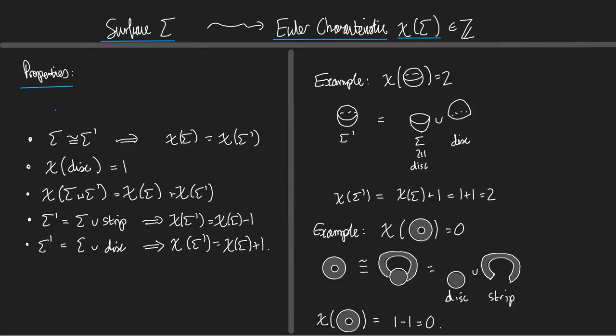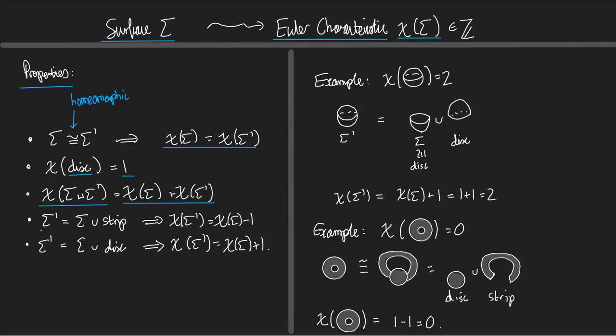So here are some properties of that Euler characteristic. First of all, if you've got two surfaces, sigma and sigma prime, and they're homeomorphic, then they have the same Euler characteristic. Second of all, we need some sort of starting information. It tells us that the Euler characteristic of the disk is just one. Next rule, the Euler characteristic of a disjoint union, if I place two surfaces side by side, well, that's the sum of the Euler characteristics.